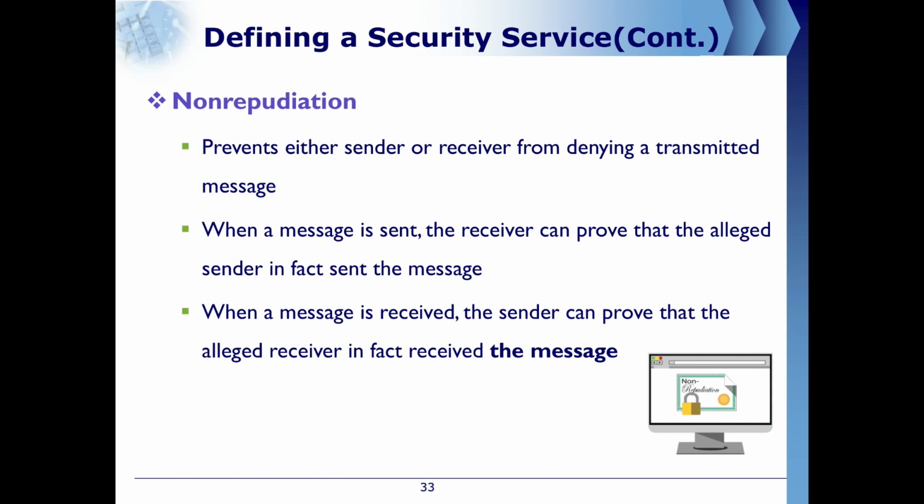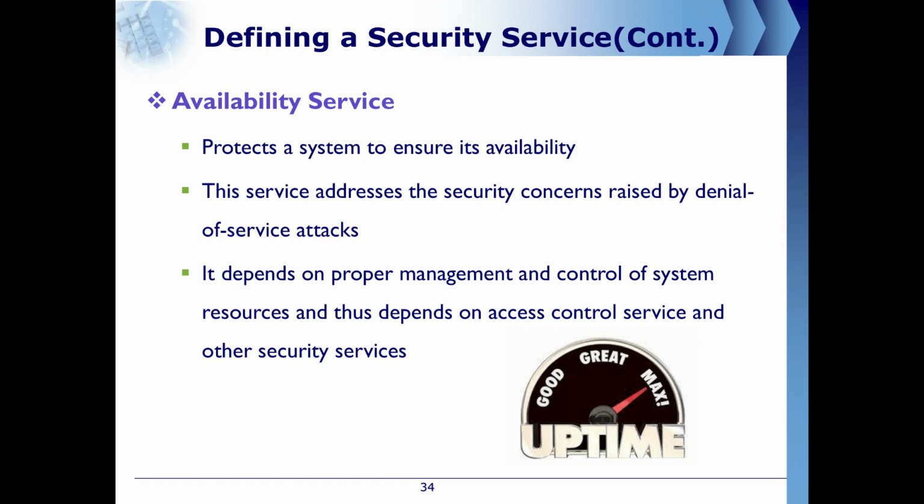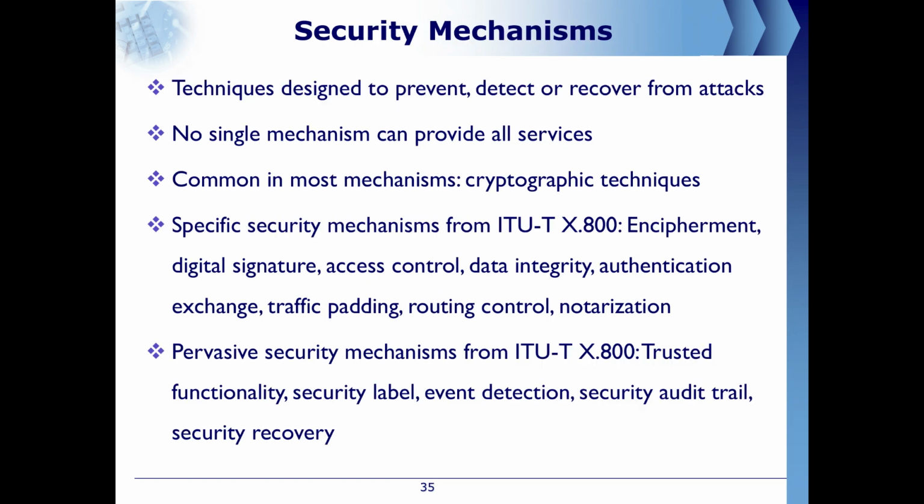When a message is received, the sender can prove that the alleged receiver, in fact, received the message. Availability service. Protects a system to ensure its availability. This service addresses the security concerns raised by denial of service attacks. It depends on proper management and control of system resources and thus depends on access control service and other security services. Security mechanisms. Techniques designed to prevent, detect, or recover from attacks.